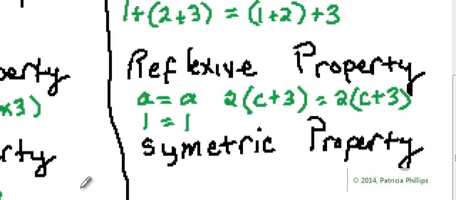Okay, and the last one is the symmetric property, otherwise known as the symmetric property of equality. All of these last three, the reflexive, transitive, and symmetric, are all properties of equality. And they will apply to addition, subtraction, multiplication, division, everything. Okay, not limited to a type of math problem. So the symmetric property of equality states that two quantities are equal.